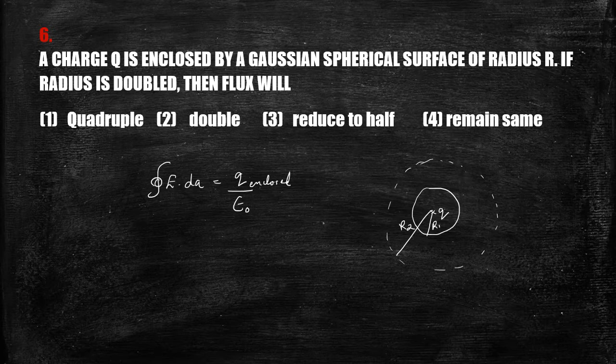The dimension of the Gaussian surface is actually immaterial. The flux doesn't depend upon the radius of the spherical Gaussian surface. Therefore, the flux remains the same. Therefore, option 4 is the right answer. The main point in this question we should understand is that the flux depends only on the charge enclosed.